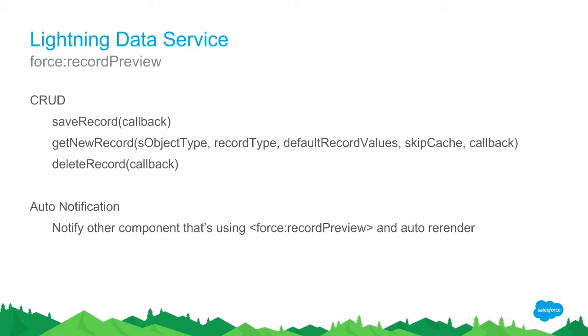It also has a very fancy auto notification system. Remember I said before, you have to fire force refresh view events to tell others that your record has been updated. If you're using Record Preview, this will be handled for you automatically. So if your component is using Force Record Preview, it doesn't need to handle any force refresh view events. It will automatically know that, OK, the record has been updated. I need to reload it from the cache and re-render by myself.